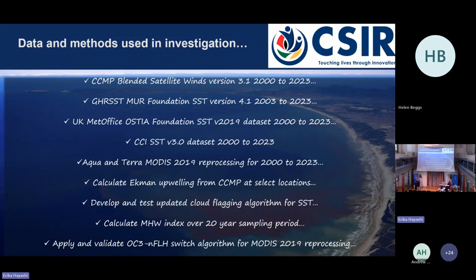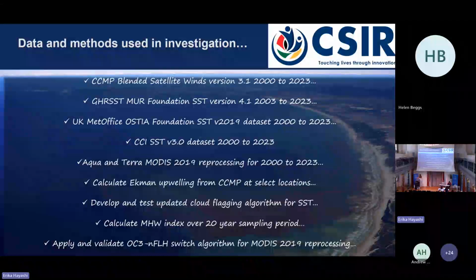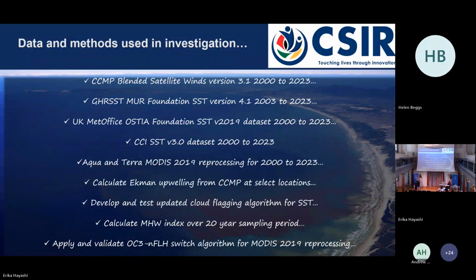And then calculate the Ekman upwelling from the CCMP, just the component along the coast, depending on the orientation. And then use the Hobday method to calculate some marine heat wave indices, or at least calculate the presence of marine heat waves within the bay and see how the frequency of these waves are actually intersecting with the occurrence of harmful algal blooms.